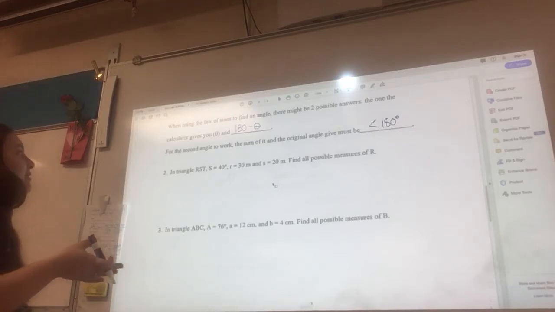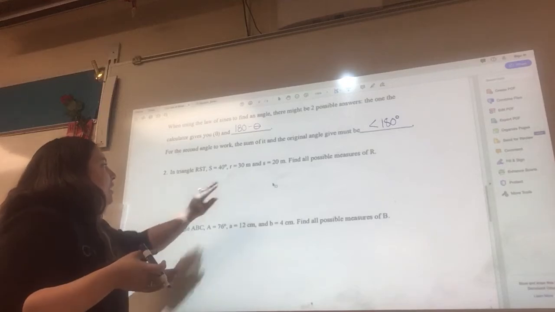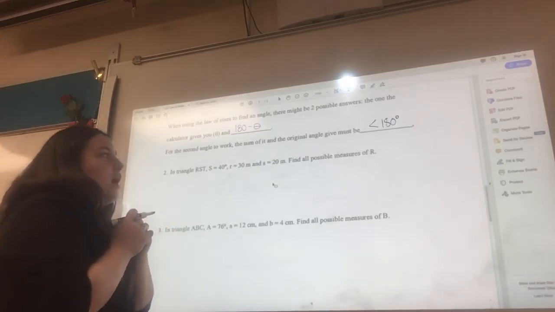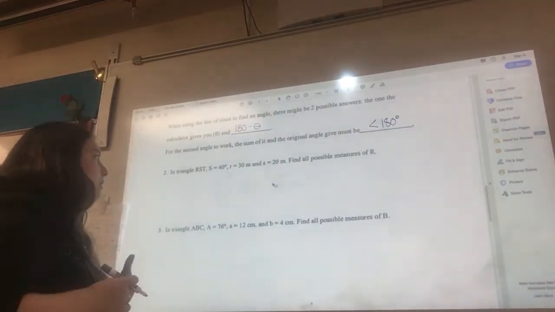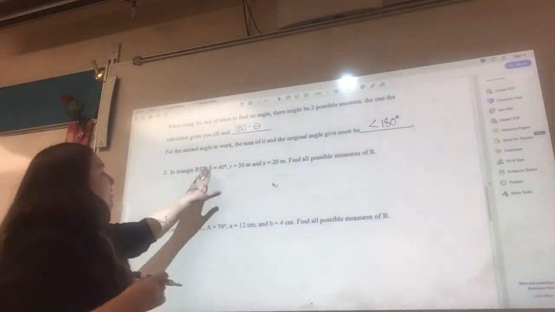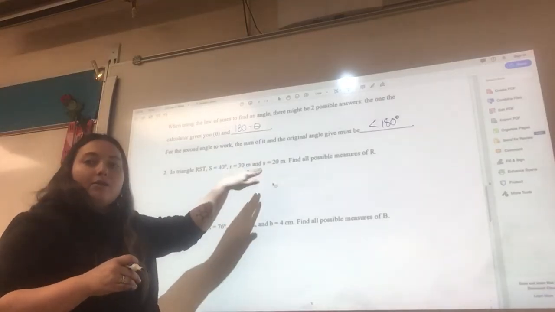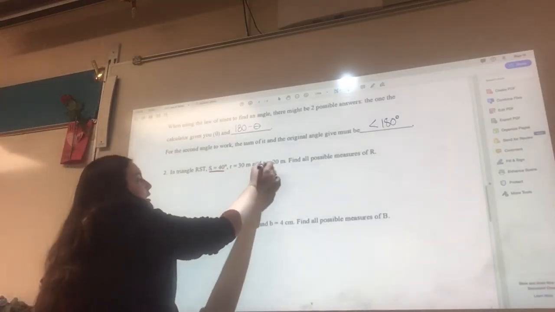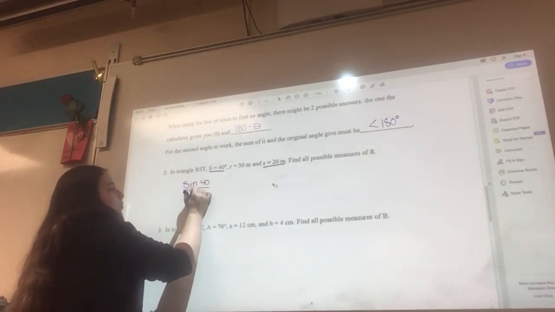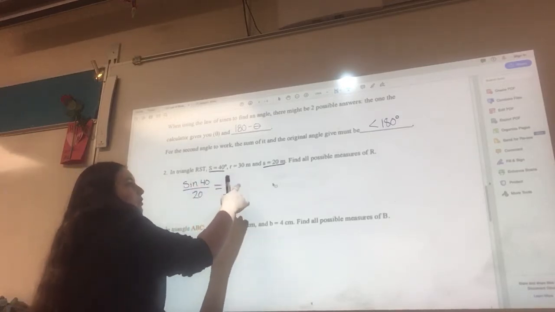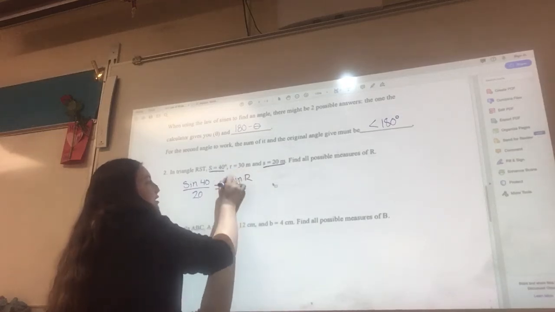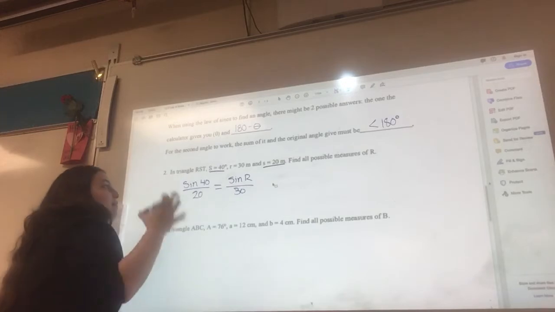For 2 and 3, in this triangle RST, we have capital S equals 40, capital R equals 30, and little s equaling 20 meters. And we want to find all possible measures of angle R. You don't need to set up a triangle, because if you know the large S and the little s, you already know those are opposite of each other. So those two go together. We have sine of angle 40 all over 20 equal to sine of R, because that's what we're looking for, over our little known r of 30. Again, it's just a proportion.